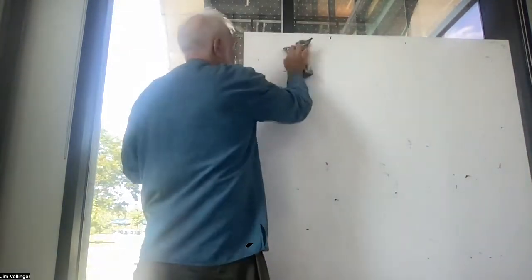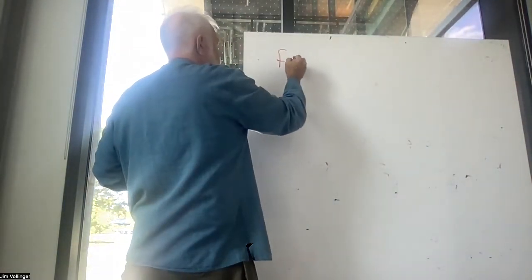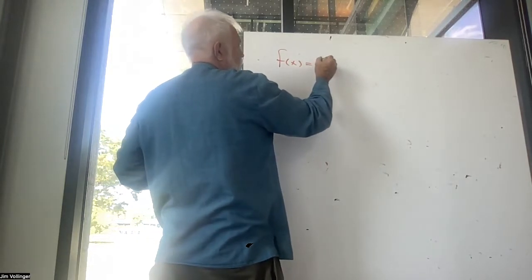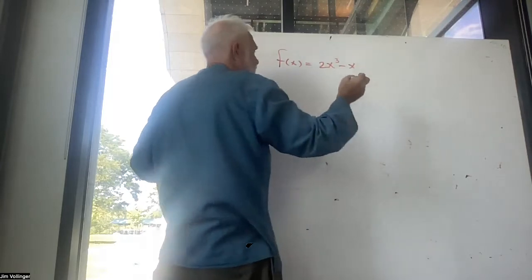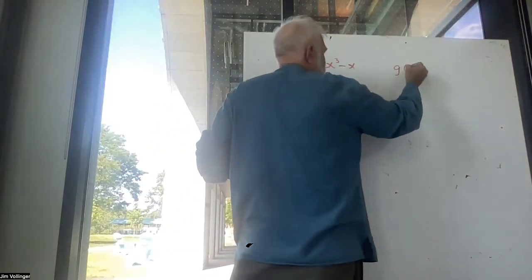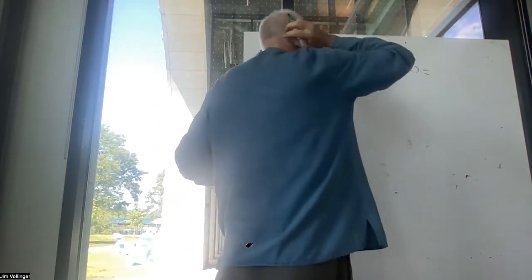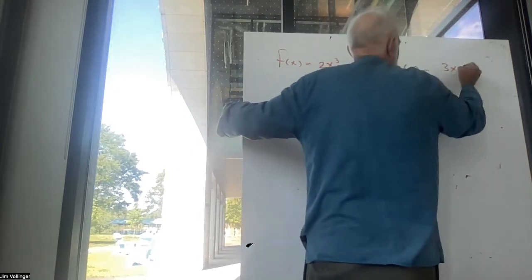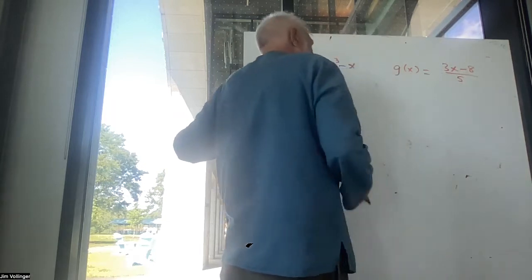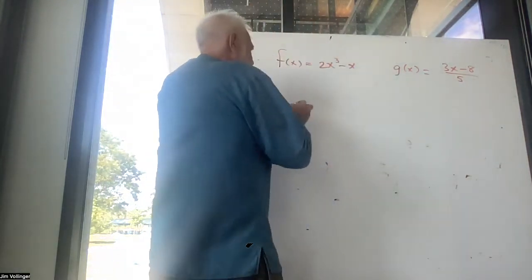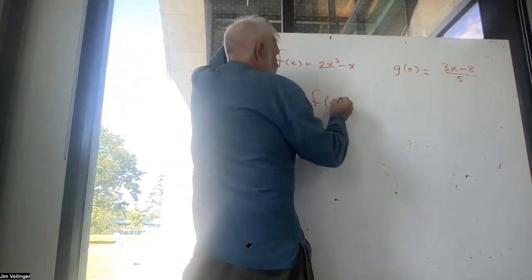Let's say I give you f of x. Let's do 2x cubed minus x. And over here, let's do g of x equals 3x minus 8 over 5. All right, and how about you guys do f of negative 4?